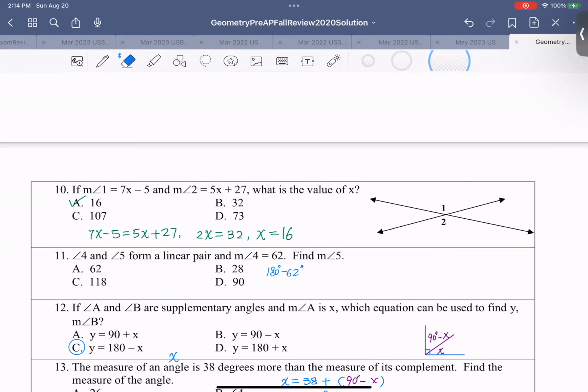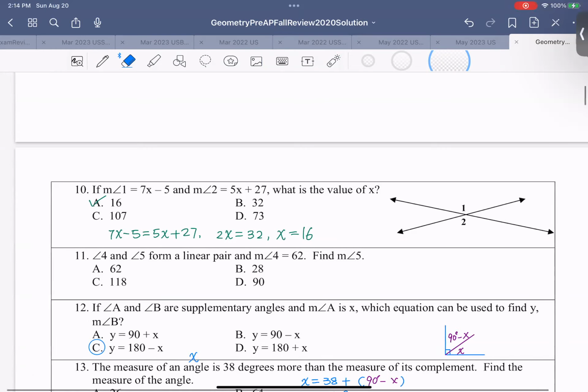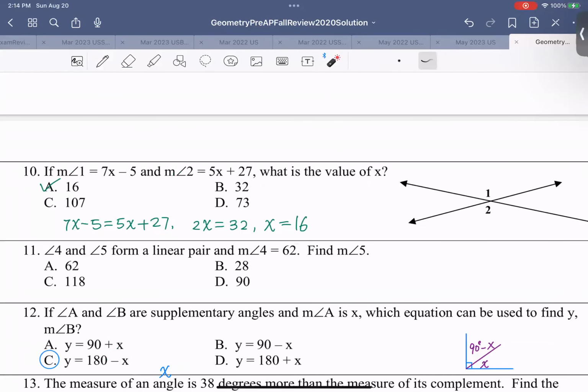Next one. Let's call Chloe. Go ahead, please. For an angle 5 formula in your parent, angle 4 equals 62. Find angle 5. Yes. So angle 5 will be? That would be... Linear pair is supplementary, so angle 5 will be?